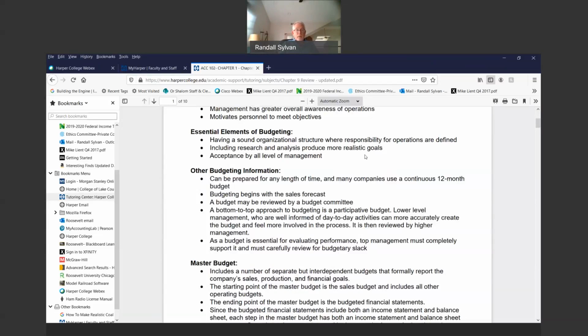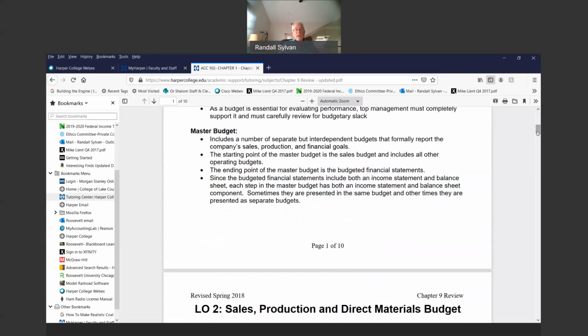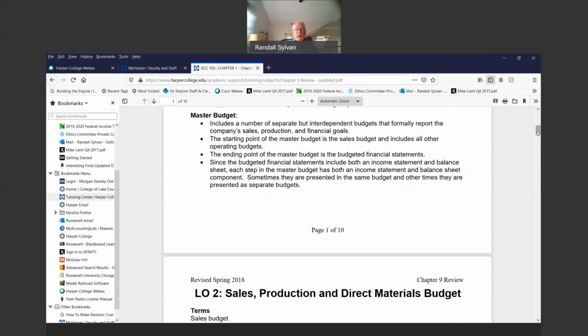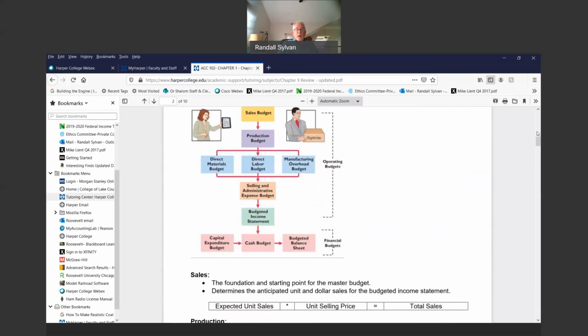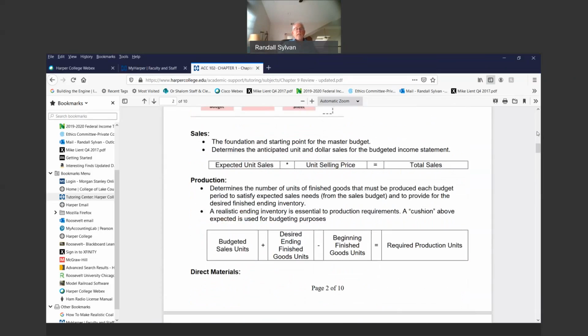Okay, you have to understand what a master budget is. You can see that right here, and that has all of the individual budgets underneath it, and it builds up to the master budget. Of course, the starting point is the sales budget. Now underneath that, we have the sales, production, and direct materials budgets. The sales budget is simply this formula of expected sales times unit selling price equals total sales. So you may need that as you go along.